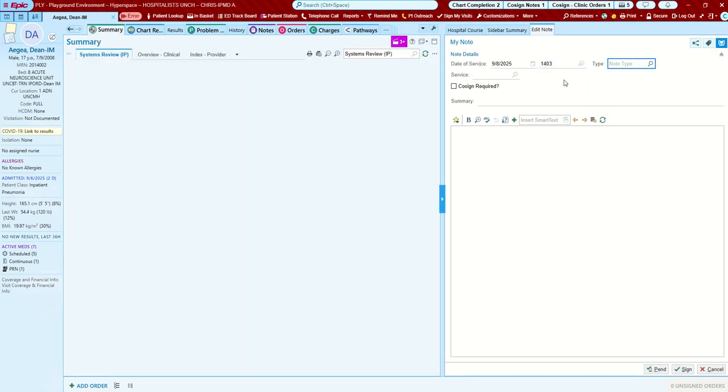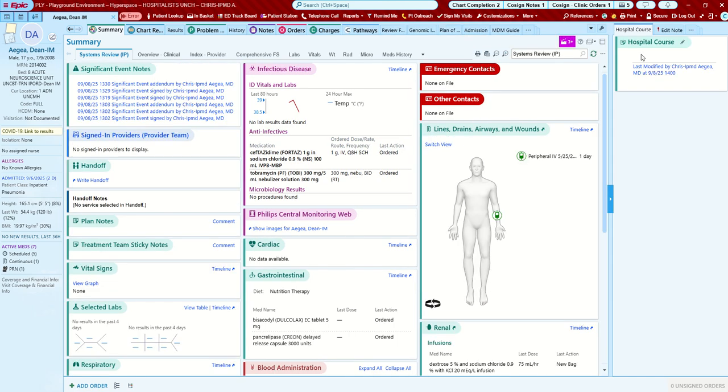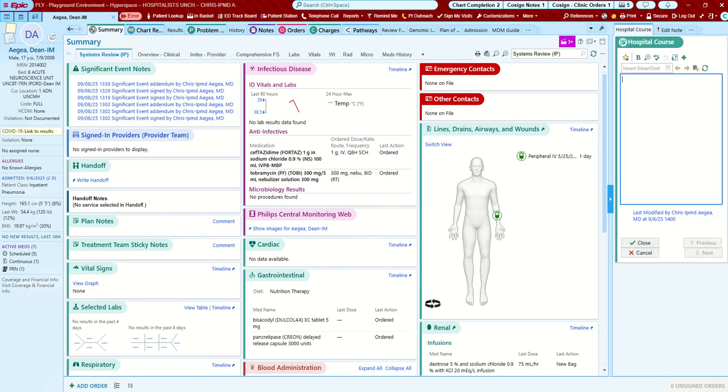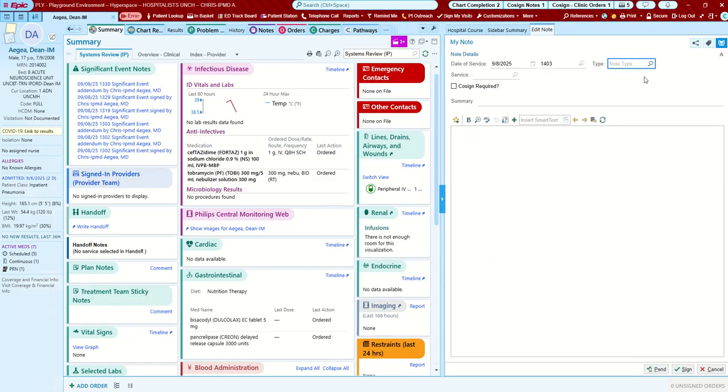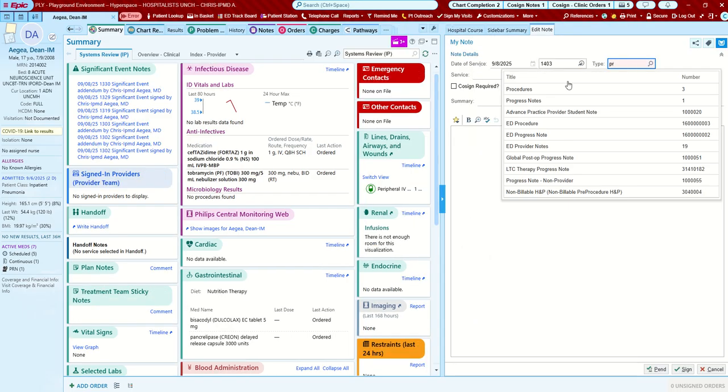Actually, before the next day, always go to the hospital course area and write a really brief blurb of why the patient was admitted. In this case, admitted for weakness and a lung opacity. If I want more details, I'll go to the actual H&P. So that's done. Now, next note, progress note.